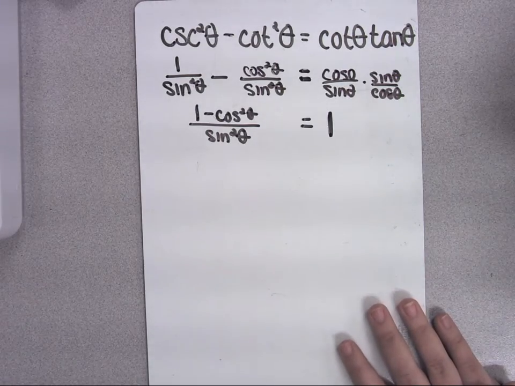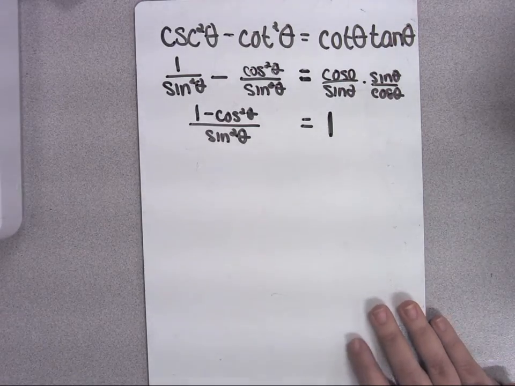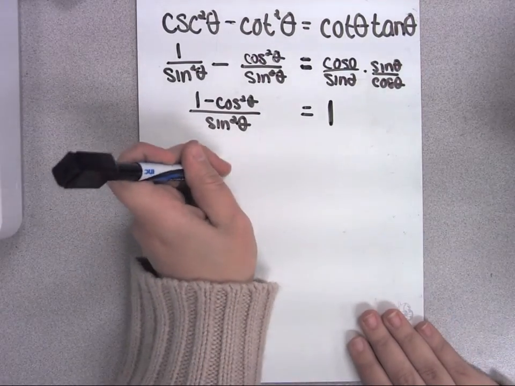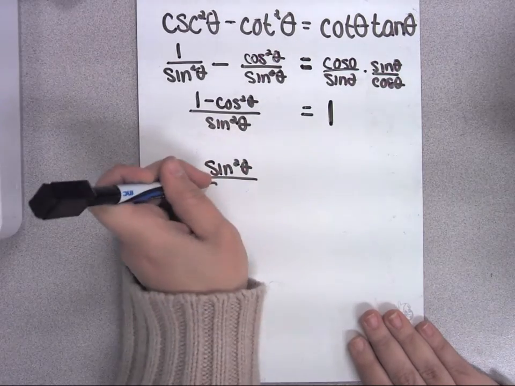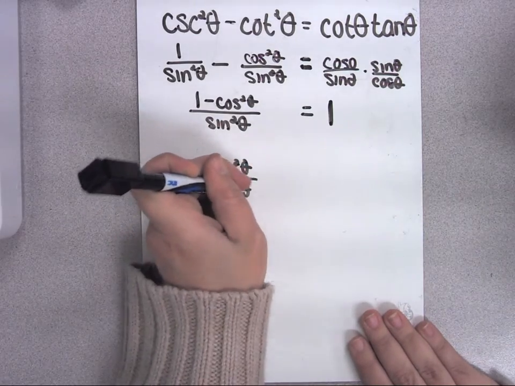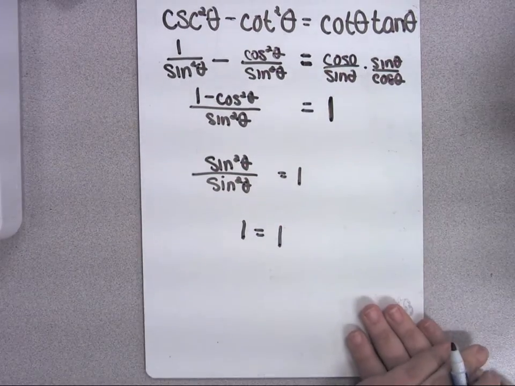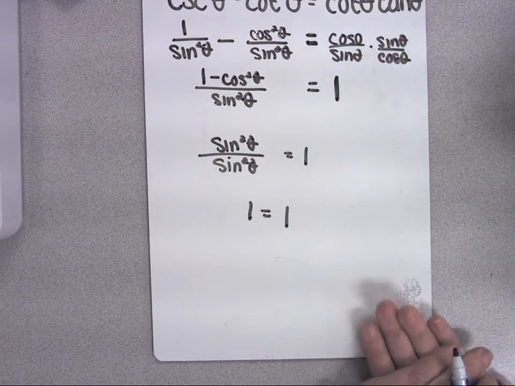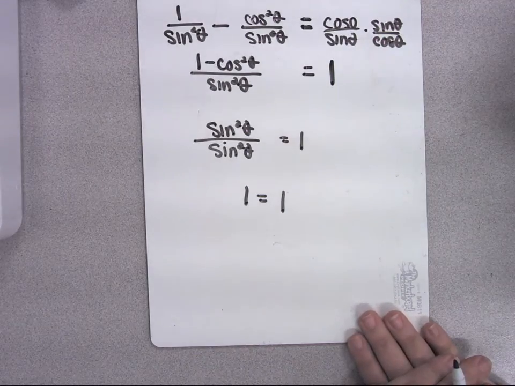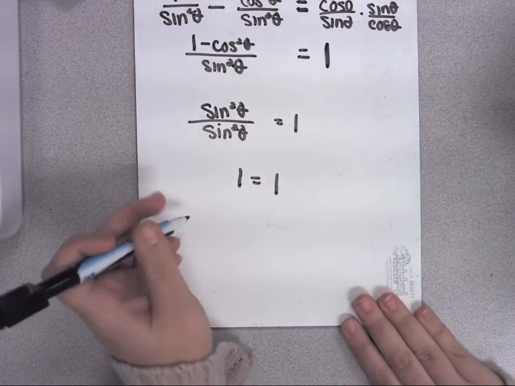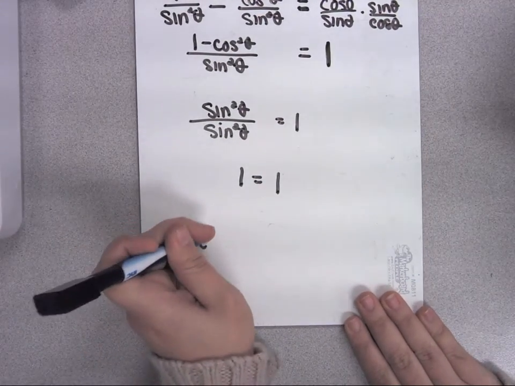Then, what do you know about 1 minus cosine squared? What can it be replaced with? You can replace it with sine squared of theta. What do you know about that? If you have the ability, like Isaac did, there is this trig function.